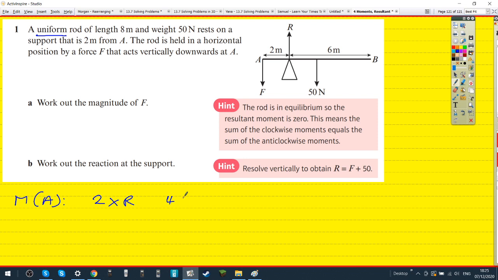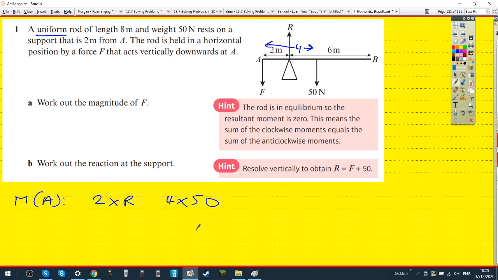Do I now times it by? Distance times force. No, there's no force down here. So this one is distance times force, 2 times R. This one is also distance times force. The distance is 4 meters. What's the force? 50 newtons. Yeah, so 4 times 50.